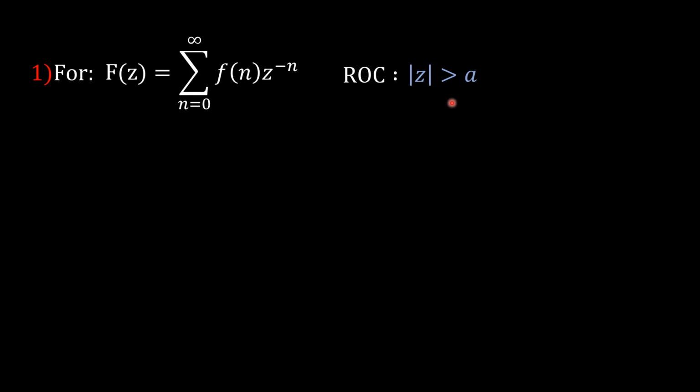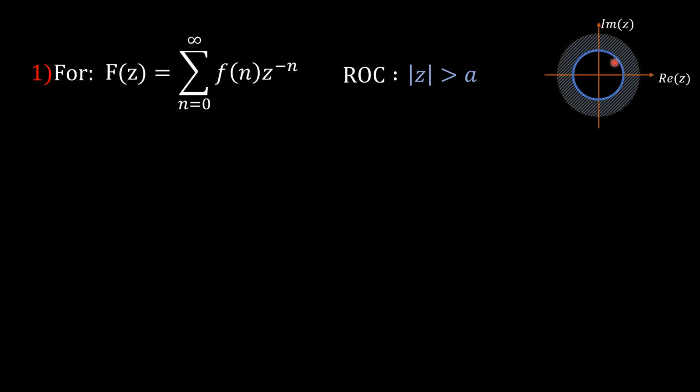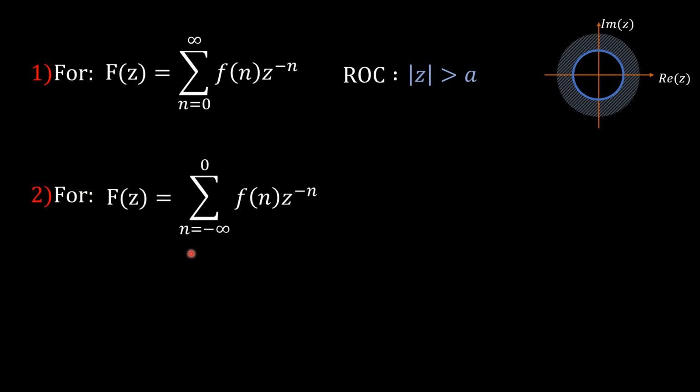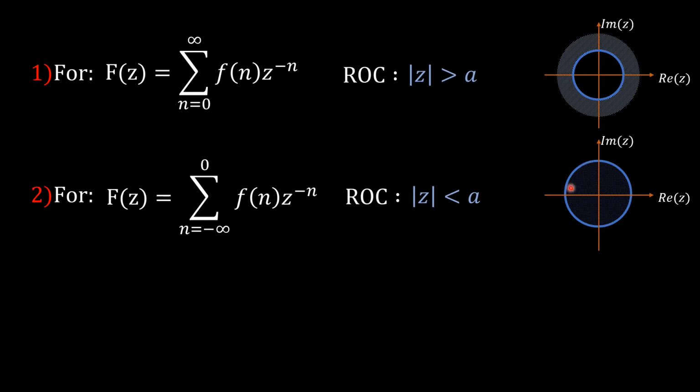So this is the region outside of the circle mod z equal to a. See, this dark blue circle is mod z equal to a, and this dotted region is mod z greater than a. So the region of convergence is the region outside of the circle. Next, second, for f of z equal to the summation from n equal to minus infinity to 0 of f of n z raised to minus n, that is for negative n, the region of convergence is mod z less than a. That is the region inside the circle mod z equal to a, as shown here.